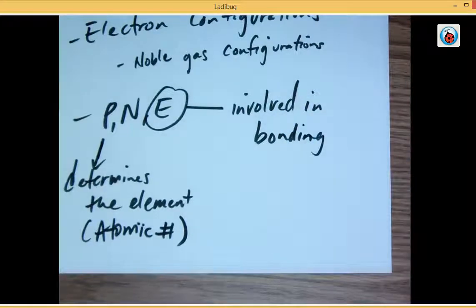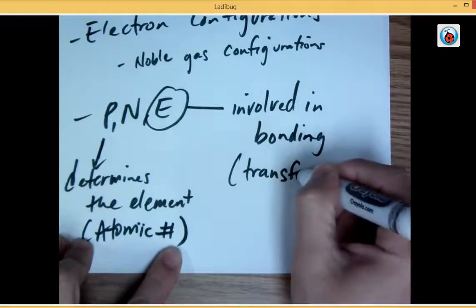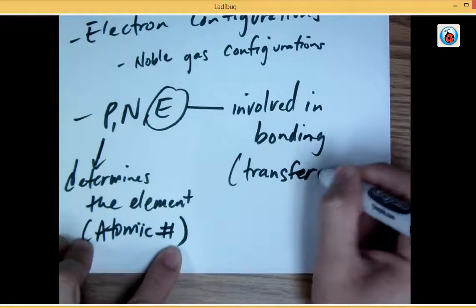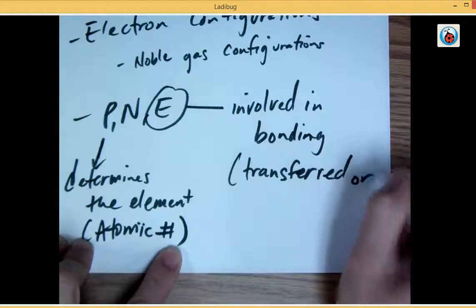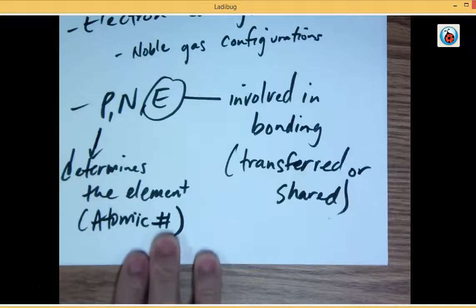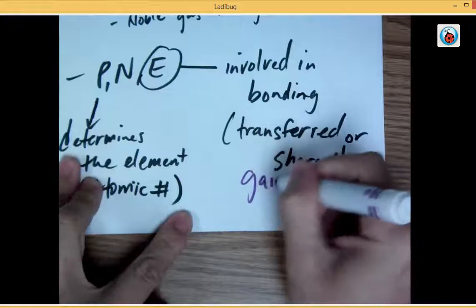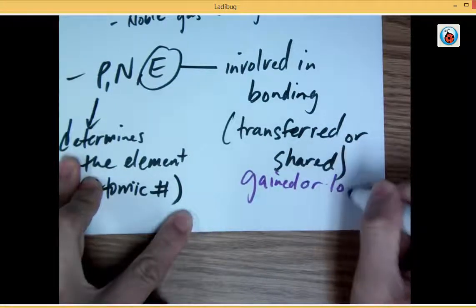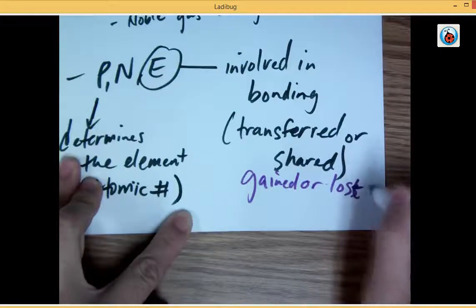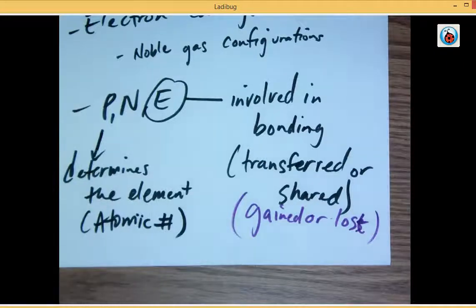In bonding, in exchanging. It could be transferred, it could be shared, and you will learn that. Transferred, is that two R's? Or shared. So if it's transferred or shared, it could be gained or lost. That's the right tense. The electron is the only number that can change in terms of sharing.